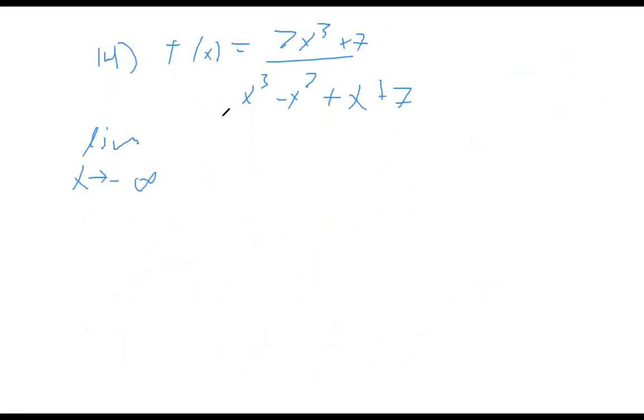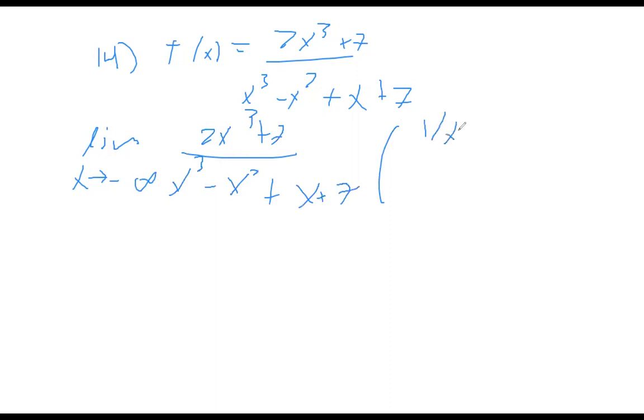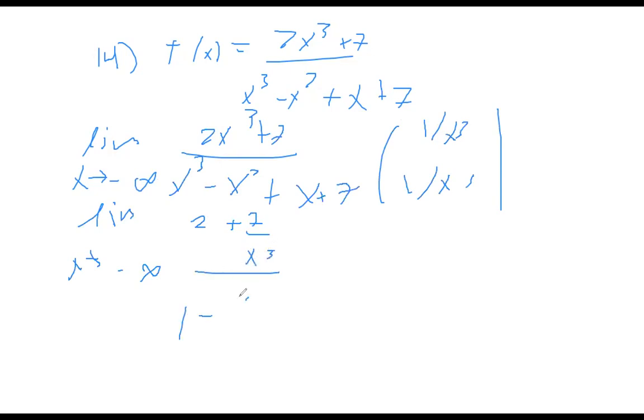So same thing. We just do the same. Okay, hold on a second. Let me do it right here. So same thing: 1 over x cubed, 1 over x cubed, just the same thing that we were doing earlier. I really didn't have to repeat all this, but so you have 2 plus 7 over x cubed, over 1 minus 1 over x plus 1 over x squared plus 7 over x cubed.